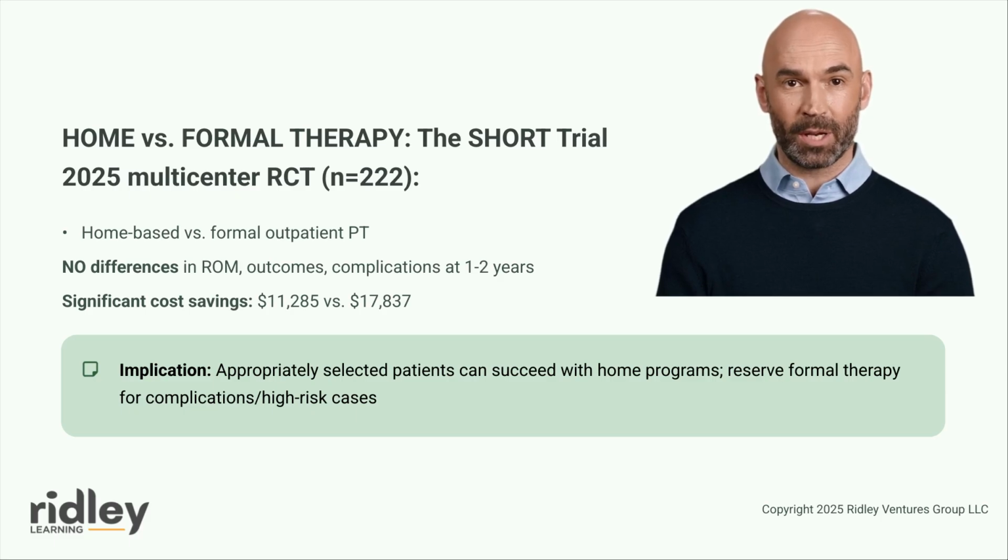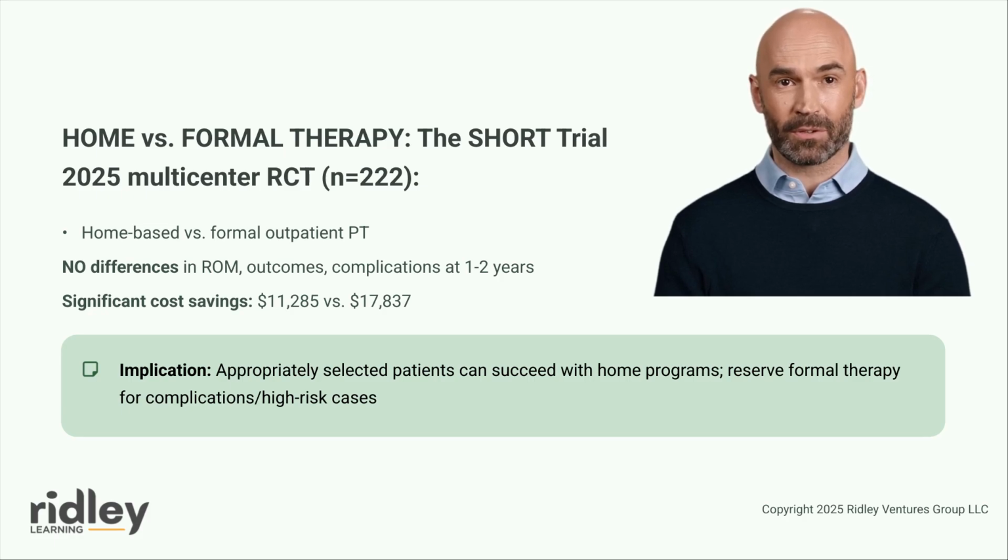However, the home therapy group demonstrated a significantly lower 1-year care cycle cost of $11,285 compared to $17,837, with a p-value of less than 0.01, confirming substantial cost savings without compromising outcomes. These findings have important implications for rehabilitation practice and resource allocation.